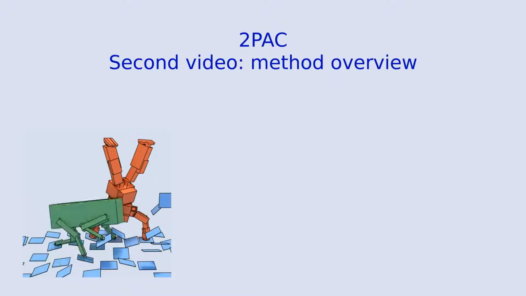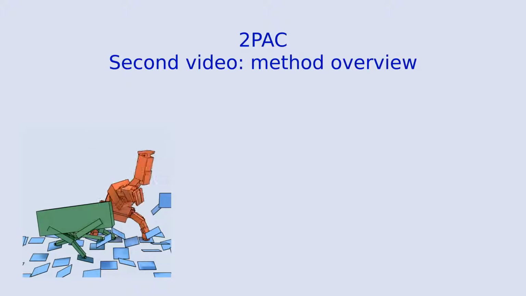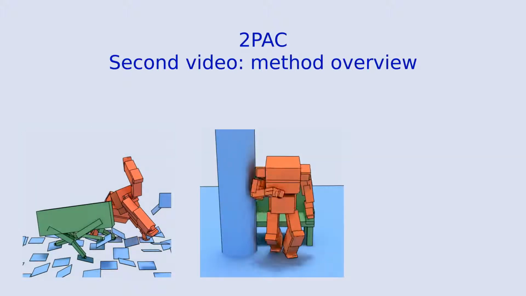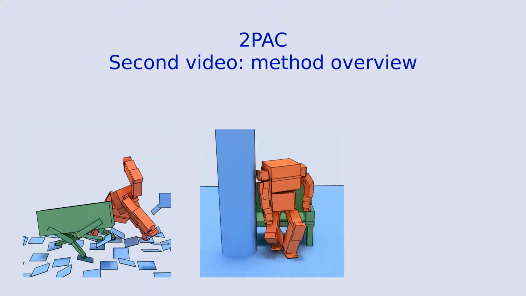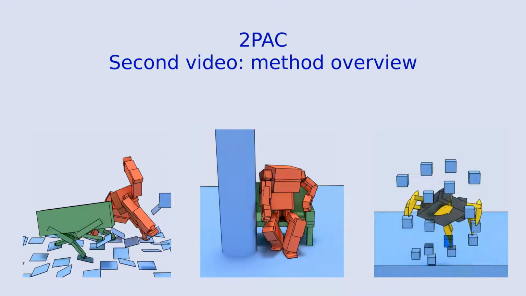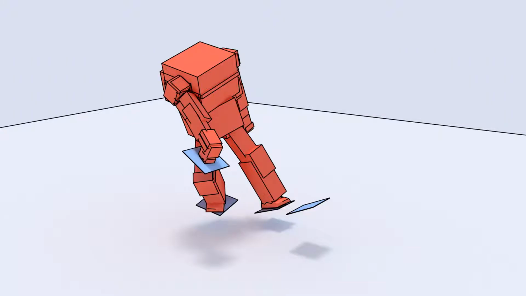In this complementary video, we will describe the concepts used by our method to produce complex multi-contact animations such as these. To illustrate our approach, we will consider the simple example of this humanoid character. In this initial phase, both feet are in contact as well as the right hand.